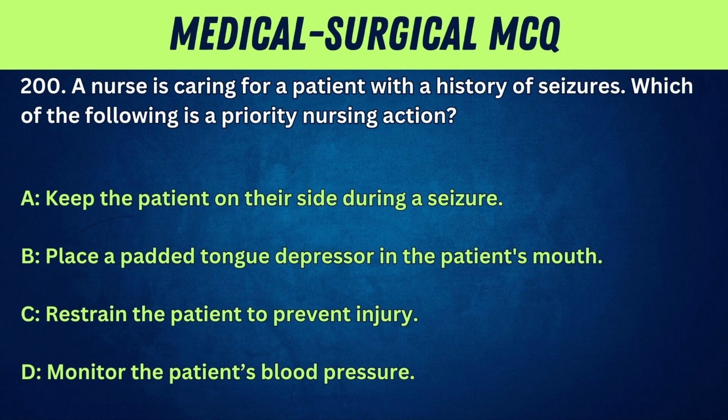200. A nurse is caring for a patient with a history of seizures. Which of the following is a priority nursing action? A. Keep the patient on their side during a seizure. B. Place a padded tongue depressor in the patient's mouth. C. Restrain the patient to prevent injury. D. Monitor the patient's blood pressure.